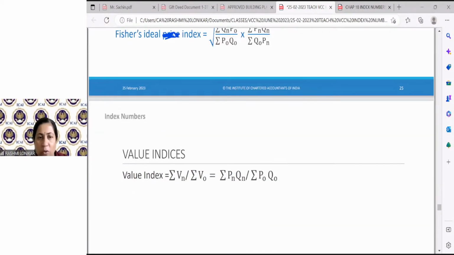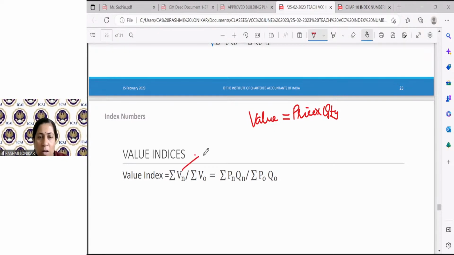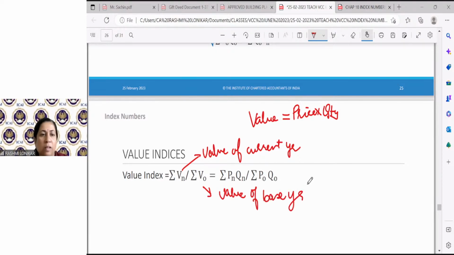Then we come to value indices. Value is what? Value is price into quantity. So value index is summation Vn by summation V0. Vn is what? Value of current year. And what is V0? Value of base year. Okay. And then we find the value index.